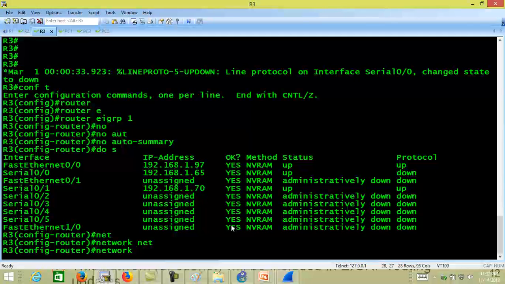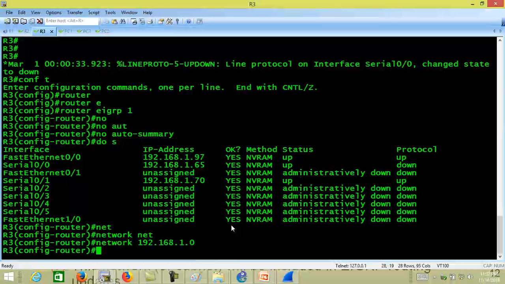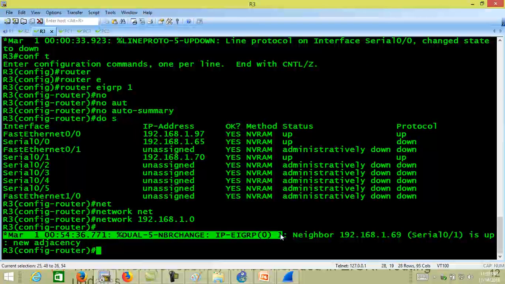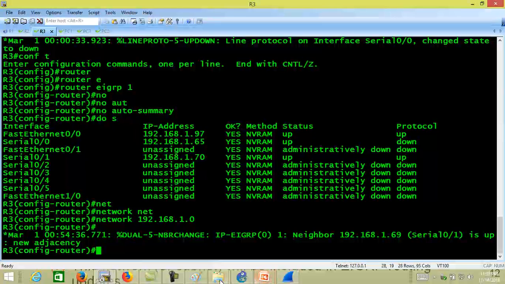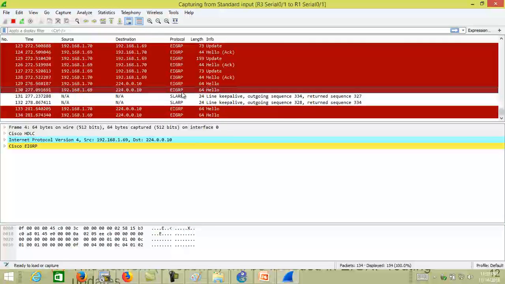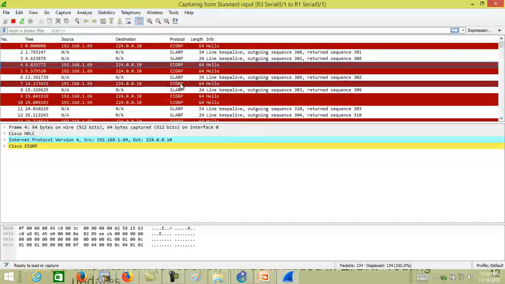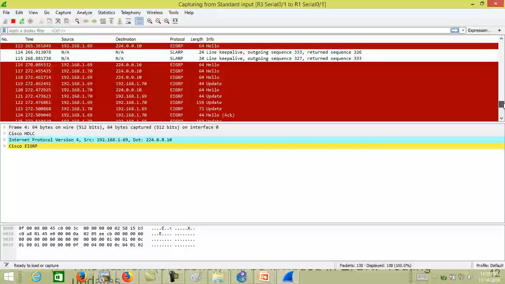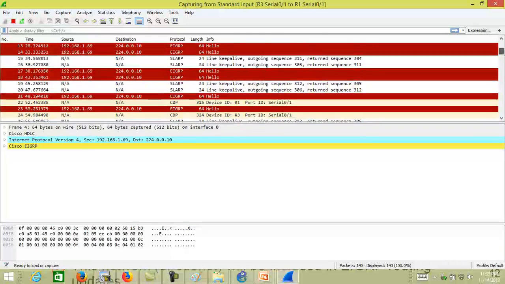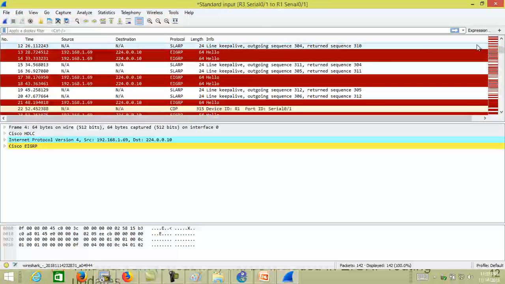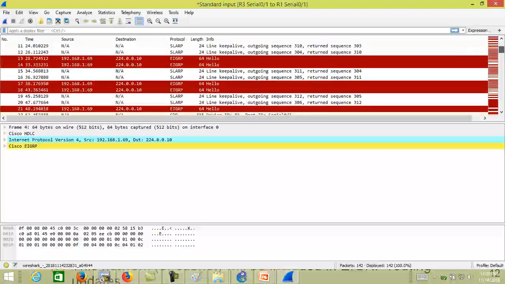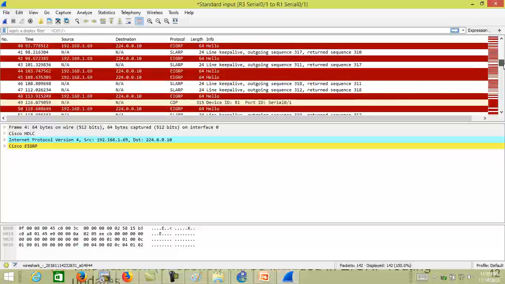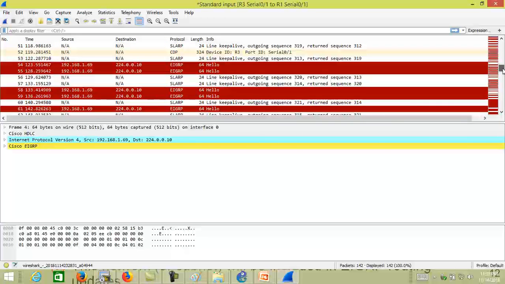So my network 192.168.1.0, hit enter. Now we can see a neighbor relationship that forms, and if we come back to Wireshark, a lot of stuff has been happening. I need to do capture stop so that we can do a bit of analysis of the packets. So we have the hello packet. The work of the hello packet is to discover neighbors and maintain a keep alive mechanism.